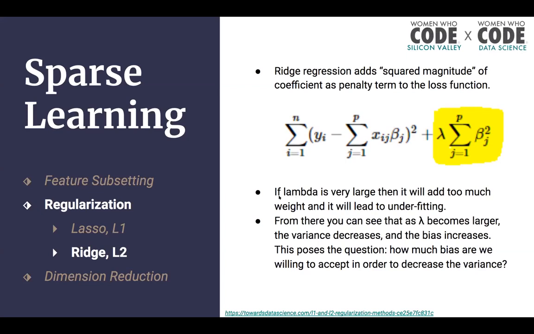So in this case, how it affects us is, if the lambda is very large, this will add too much weight and this will lead to underfitting, which is what we saw before. From there, you can see that as lambda becomes larger, the variance decreases, which leads to an increase in bias. So we again come back to the problem of the bias variance trade-off. That also comes back to your data set. How much bias are you willing to accept in order to decrease the variance? Our goal is to decrease the variance, but to decrease the variance, you need to accept some bias in your data set.